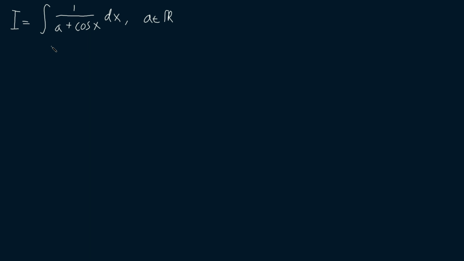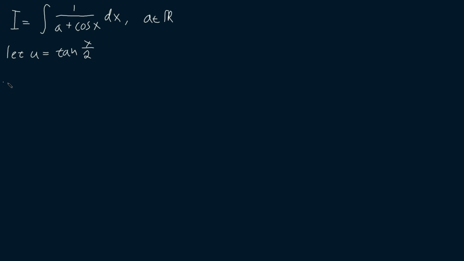Hello. In this video I'm going to show you how to solve the indefinite integral of 1 over a plus cosine of x, where a is some real number. We're going to use the so-called Weierstrass substitution, in which we let u be equal to the tangent of x over 2. Then our goal is to be able to express cosine of x and dx in terms of u and du.